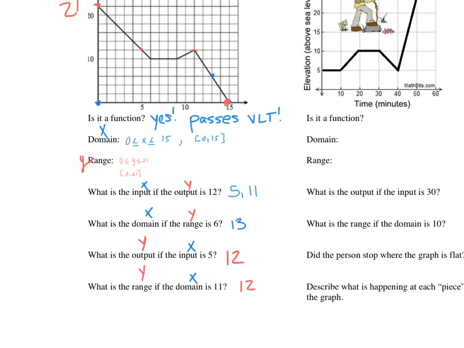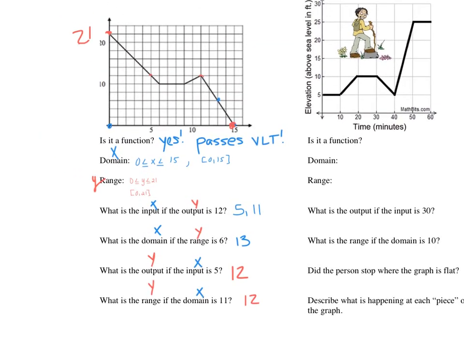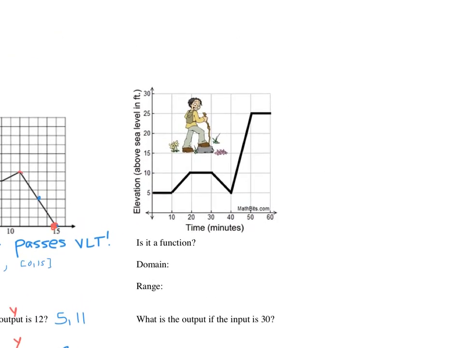Those are your answers. What is the input if the output's 12? Well, I get two answers for that one. I can plug in a 5, or I can plug in an 11. For the next one, what is the domain if the range is 6? It's 13. What is the output if the input's 5? It's 12. And then last but not least, what is the range if the domain is 11? 12. Let's go on to the next one.